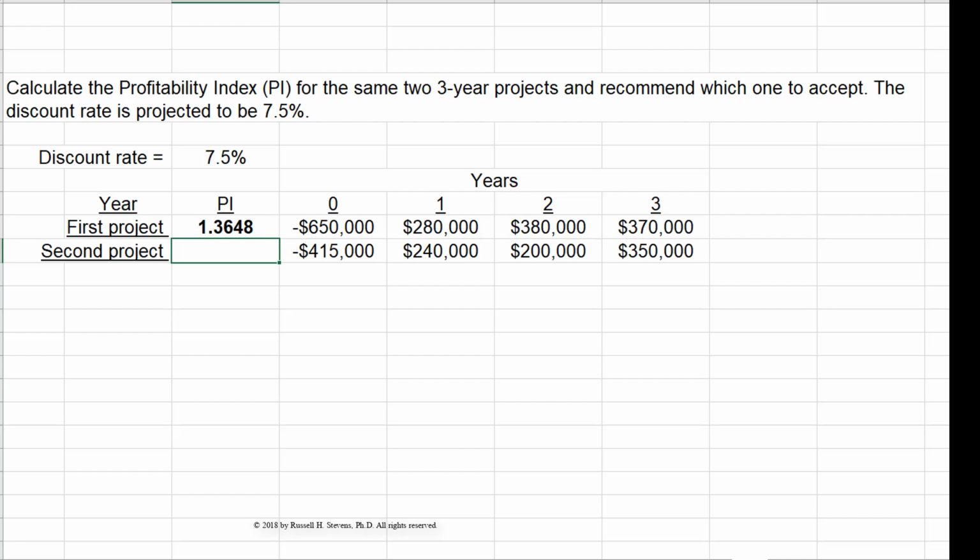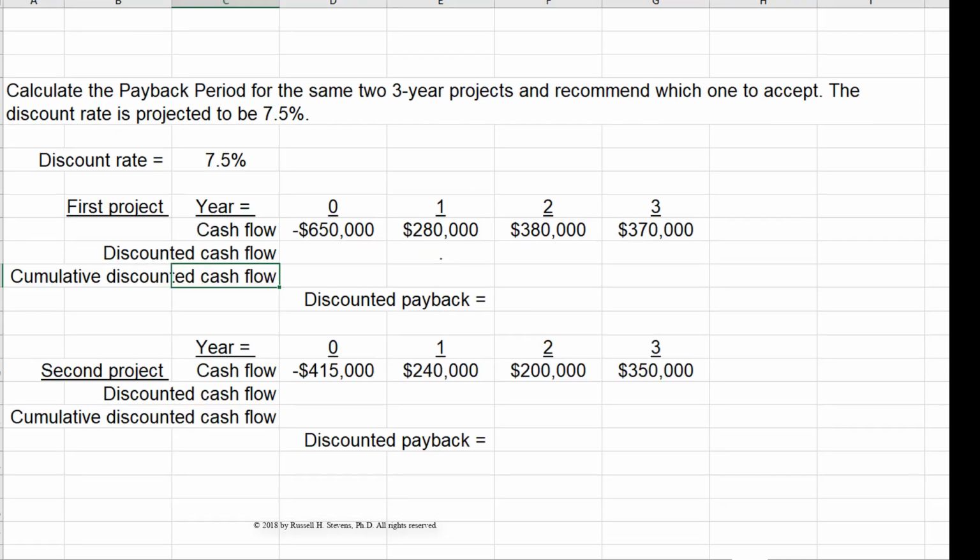1.3648. In the workbook cell under the 1.3648, enter the same formula using the 7.5% and the numbers on the second project line. With a PI for the second project of 1.6339, the second project again should be chosen. Finally, the payback period is examined.